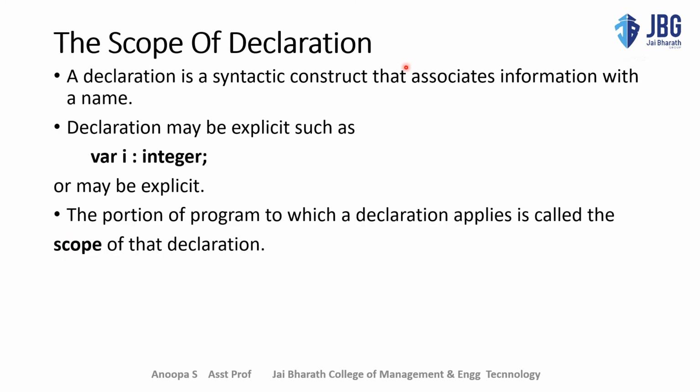Then scope of a declaration. This is similar to the scope of variables. So we know that variables can be either local variables or global variables. Similarly here, a declaration is a syntactic construct that associates information with a name. A declaration may be explicit, such as variable i equal to integer, that is, i is a variable of data type integer, or it can be an implicit declaration. The portion of a program to which a declaration applies is called the scope of the declaration.